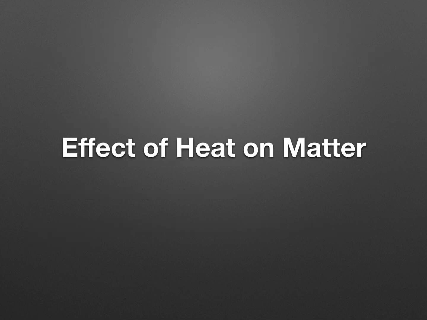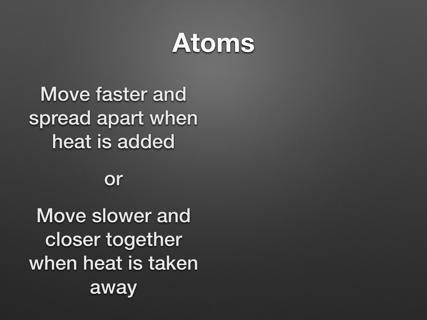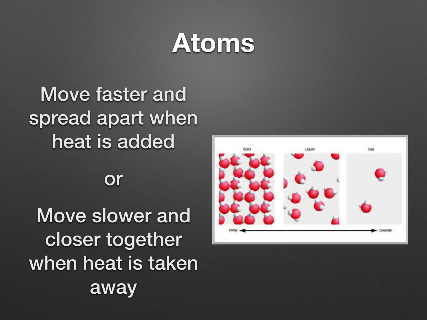Let's move on to the second part, which is the effect of heat on matter. And we're going to talk about what it does to atoms. Now, atoms will move faster and spread apart when heat is added. I refer to it as like what happens when you turn the light on. If there's a cockroach in the room, it runs and spreads out. However, if you take away heat, it will move slower and the atoms will get closer together when heat is taken away. I'll show you a picture here of solids, liquids, and gases.